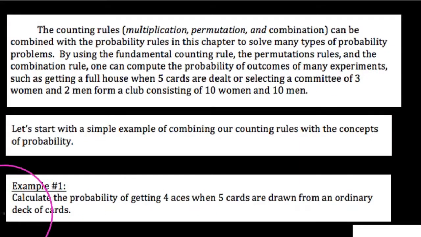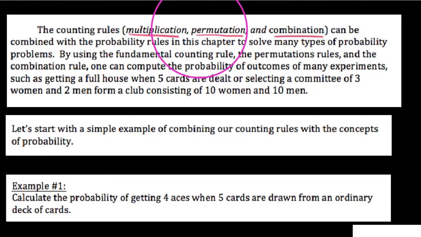This is my first video in my small module on probabilities using the counting rules that we've covered, which would be the fundamental counting rule or multiplication rule, permutations and combination type situations, and how we could use those to help us calculate probabilities of situations that have an immense number of possible outcomes, so larger sample spaces. So the counting rules, which are the multiplication, permutation, combination rules, can be combined with probability rules to solve probability problems. Using the fundamental counting rule, permutation rules, and combination rules, we could compute the probability of a lot of different experiments.